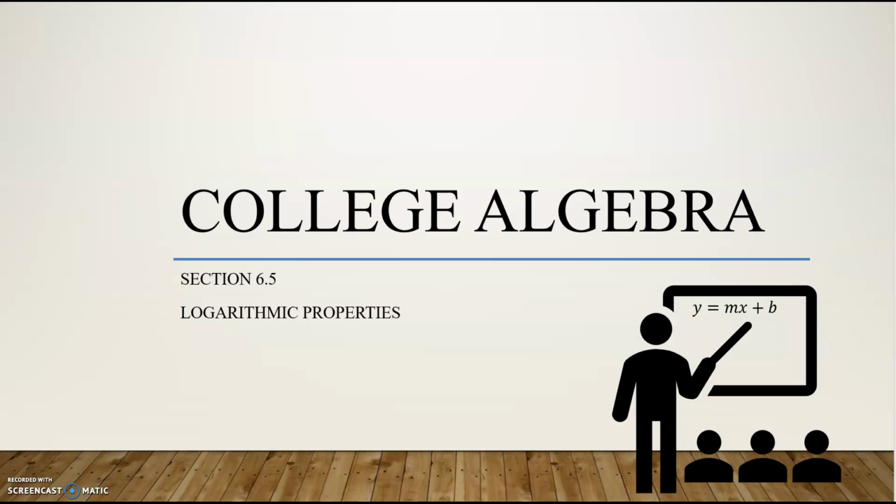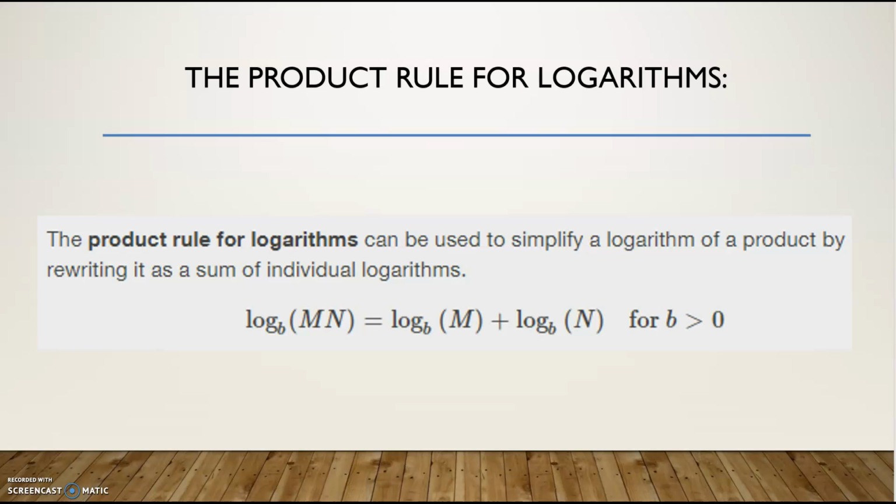Alright, this is section 6.5. We're talking about logarithmic properties. The first one we're going to talk about is the product rule for logs. If you have log base b of m times n, then you can break that apart and have log base b of m plus log base b of n. And you have to make sure that b is greater than 0.